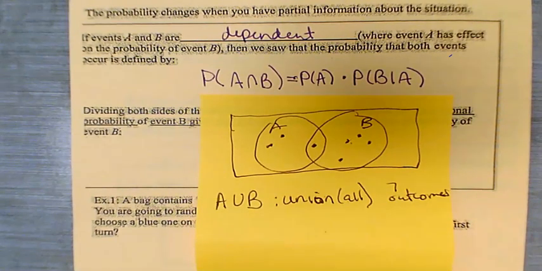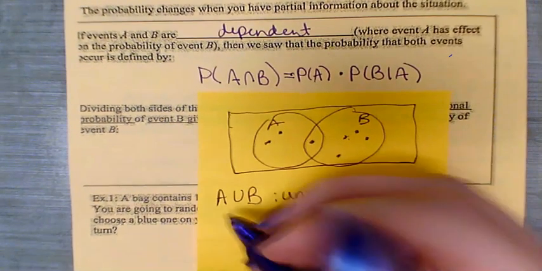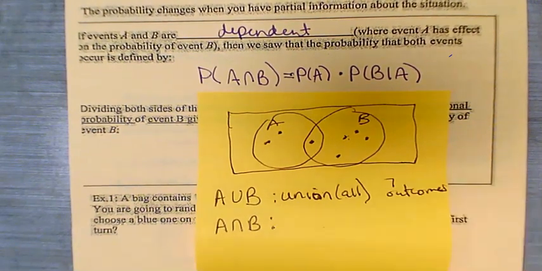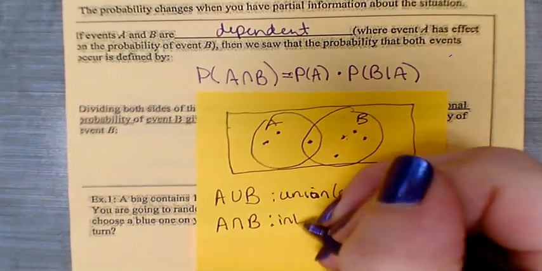Now what we see in our formula up here is the intersection of A and B. So not a U, not the union, but an upside down one. That's called the intersection.